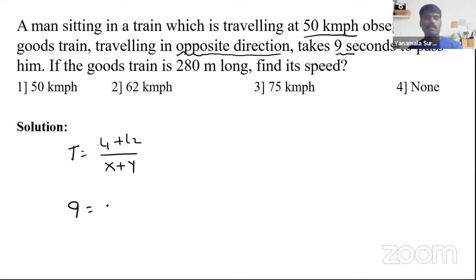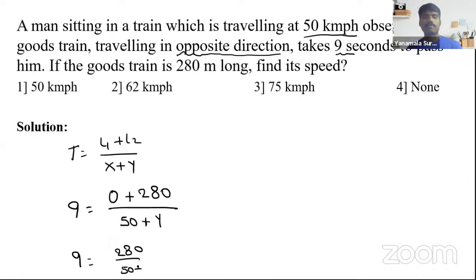9 equal to... now what is the length of train 1? We should not consider the length of train 1. Why? Because the man is sitting inside train 1. So this becomes 0. What is the length of train 2? I mean the goods train, they have given 280 meters, divided by the speed of train 1, which is 50, plus the speed of train 2, which we don't know. That is what we need to find. So 9 equal to 280 divided by 50 plus y.